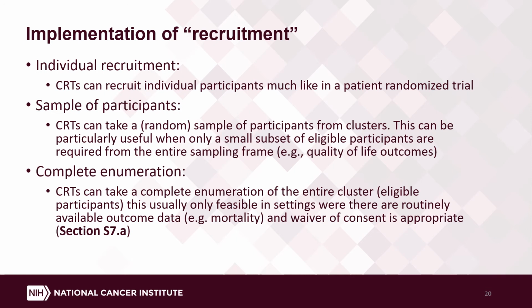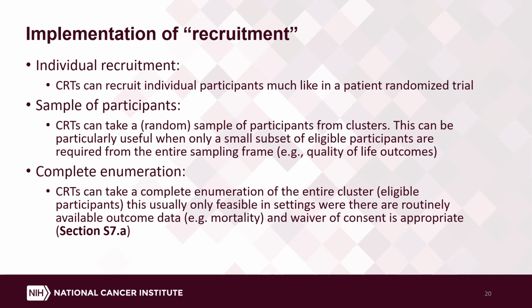But we can also do other things. So one of the things that we can do is sample participants. So cluster trials can take a random sample of participants from clusters, and this might be particularly useful when only a small subset of eligible participants are required from the entire sampling frame, perhaps to assess quality of life outcomes.